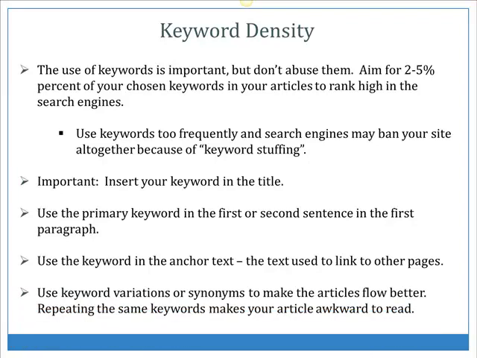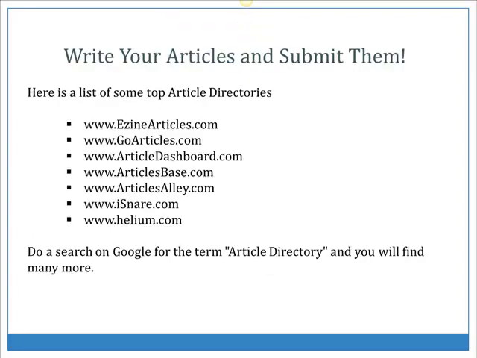Use keyword variations or synonyms to make the articles flow better. Repeating the same keyword makes your article awkward to read. So if you've got an article on dog breeding, and you're always talking about dog breeding, use different synonyms so it's not so awkward for somebody to read, where they're like, wow, why do they keep throwing that word in there? And the basic reason is to get that keyword in there. Well, that's not your goal, because it's not providing the value you need to.